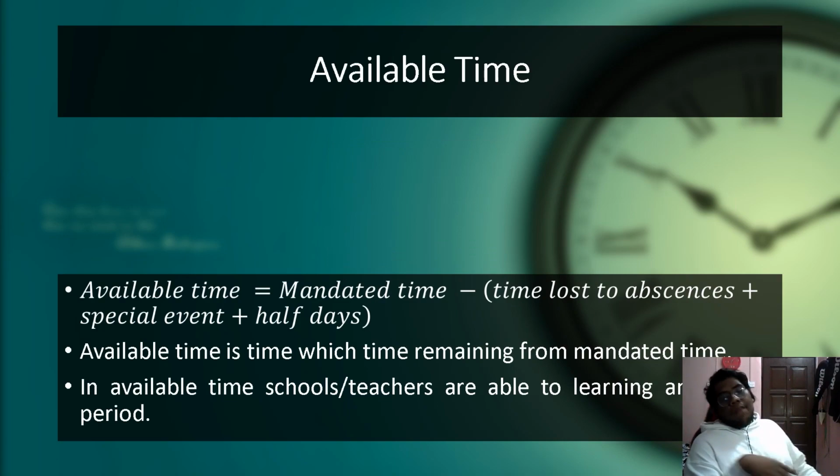Available time. Available time is the time remaining from mandate time. It can be calculated as available time equals mandate time minus time lost to absence, minus special events, and minus half days. So the remaining mandate time becomes available time. In available time, schools or teachers are able to have learning and lesson periods.